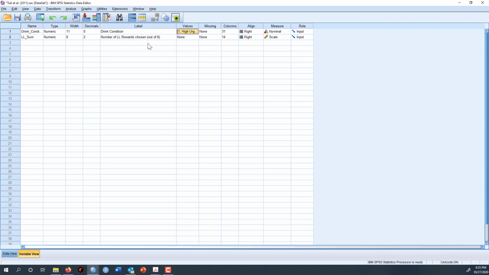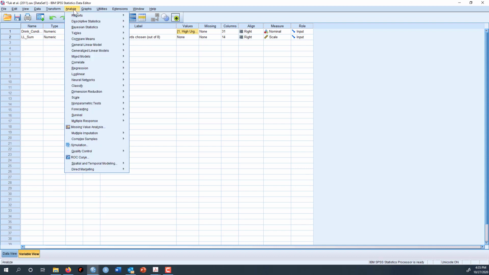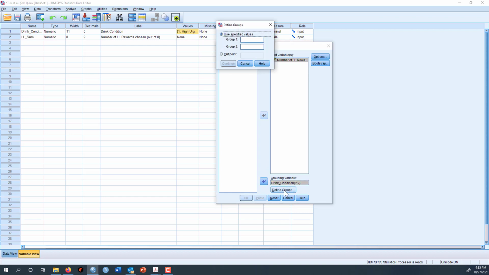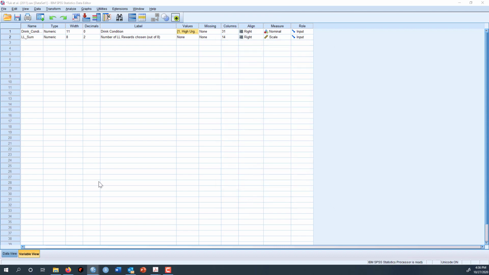So this is an independent samples t-test. So you go to Analyze, Compare Means, Independent samples t-test. The drink condition is the grouping variable, and then the number of long-term rewards is a test variable. And just remember that when you're doing a t-test, you've got to define the groups. They are 1 and 2 in this situation. I say continue and OK.